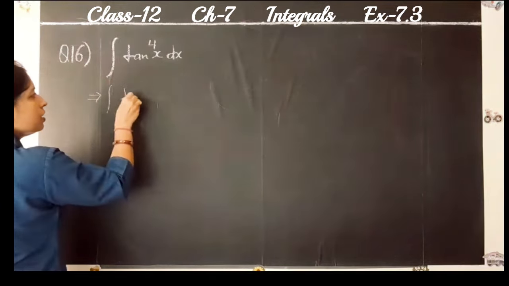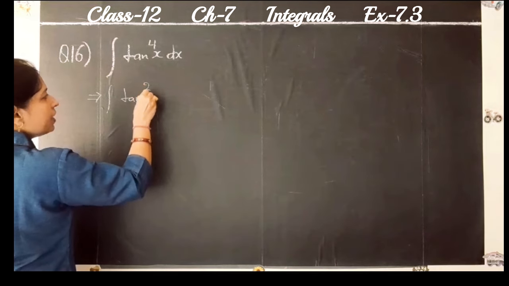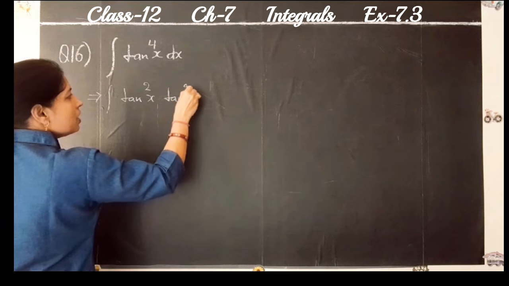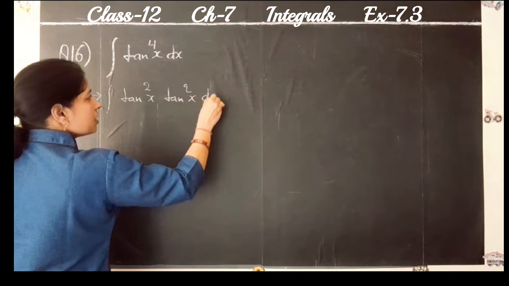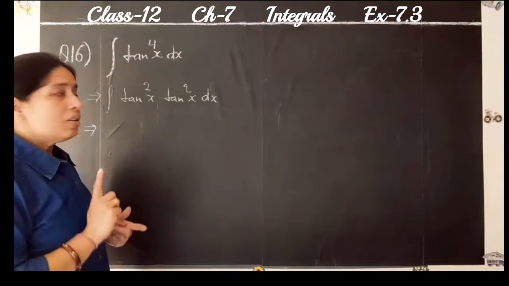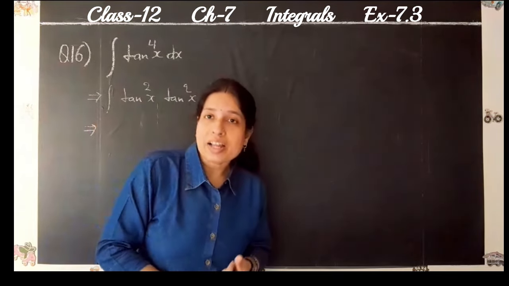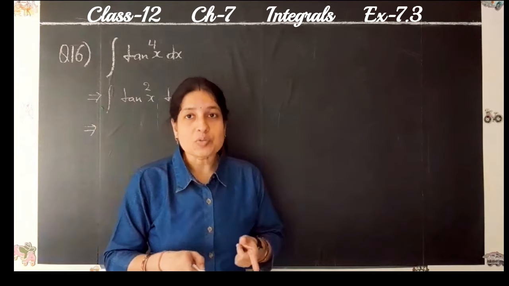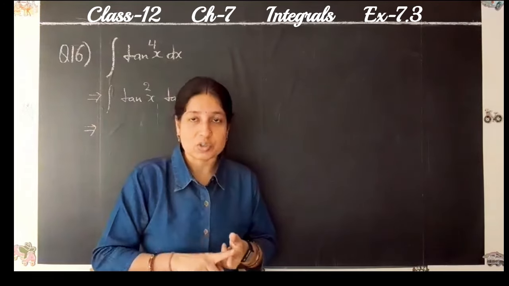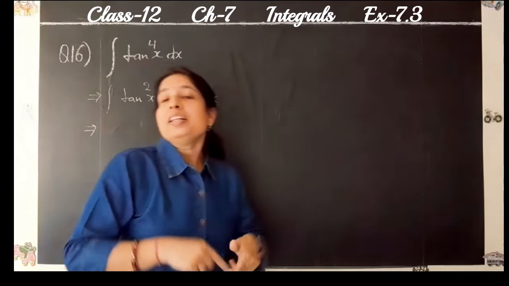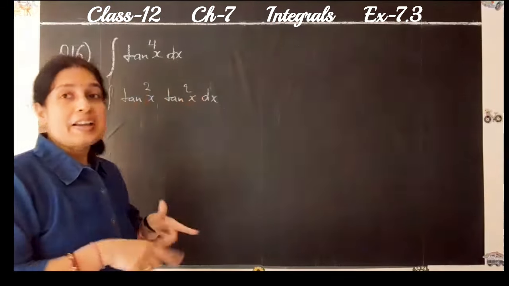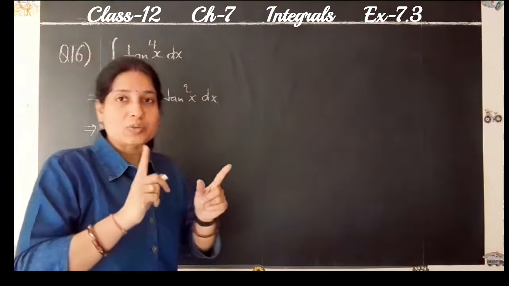Write integral of tan square x into sec square x dx. And we know that tan square x is equal to sec square x minus 1, because 1 plus tan square x is sec square x. And we know the integral formula of sec square x. So we have to convert this tan square x in form of sec square x.